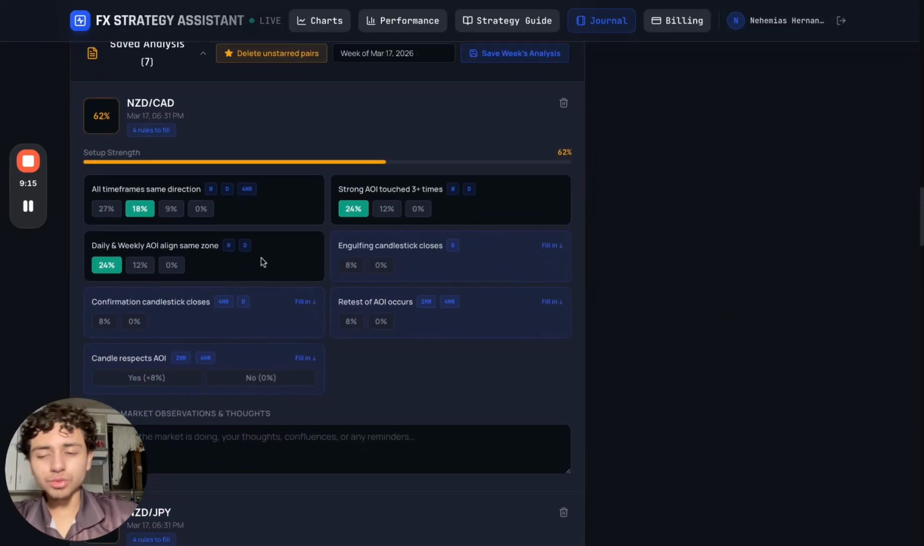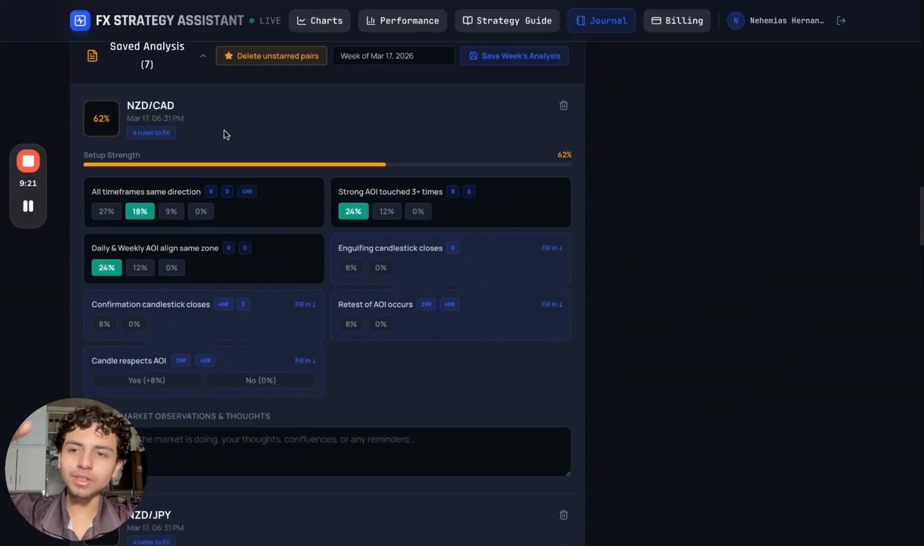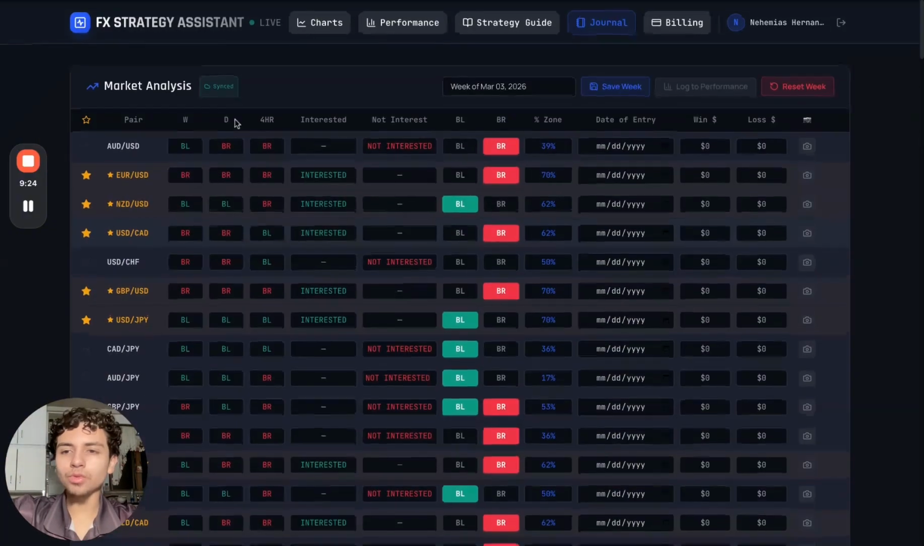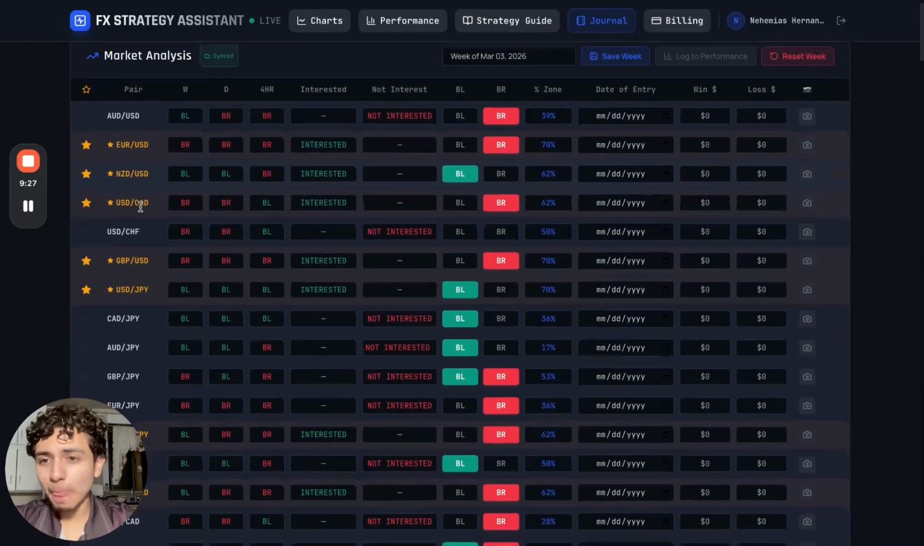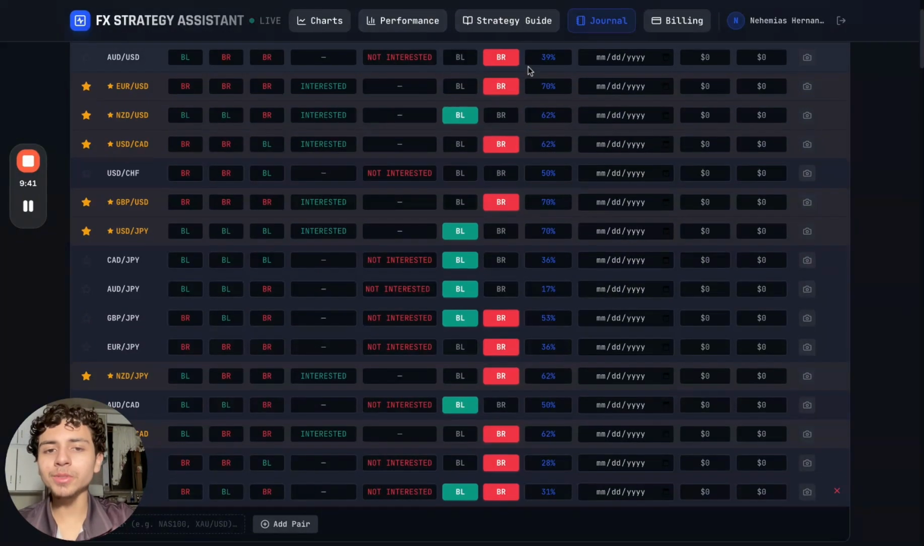So before anything happens, you've got to study all the markets and save all the analysis of all these 24 pairs. Once that's done, based on the percentage, you fill this up. If it's 39%, it's too little, so I wouldn't be interested in it. I'm interested in the markets that are 70% or 62%. So I'm interested in Euro USD, NZD USD, USD CAD.